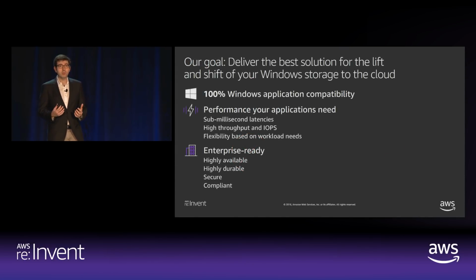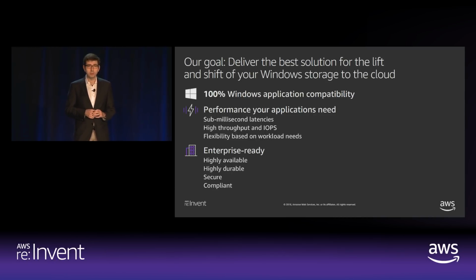And so our overarching goal for FSx for Windows File Server was to deliver the best solution for the lift and shift of your Windows storage to the cloud. And that really meant three things. The first is 100% Windows application compatibility. Windows applications are written for and tested against NTFS file systems with all of the unique semantics and idiosyncrasies that file system provides, and you want 100% compatibility with it. So you don't want to be figuring out why your application isn't working in strange ways or in edge cases. You just want it to work, and you want it to work with a native Windows file system.